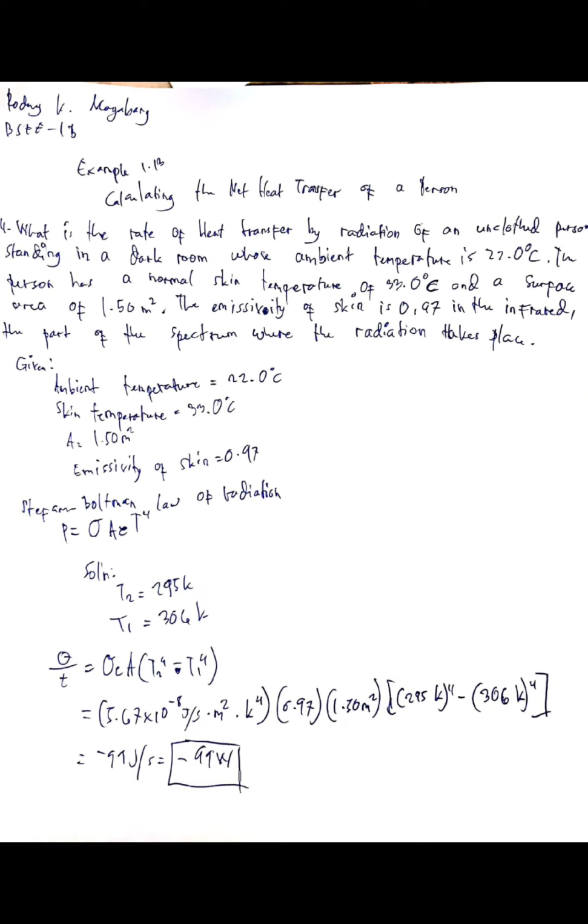Solution: T2 = 295 K, T1 = 306 K. Q/t = σeA(T2⁴ − T1⁴). σ is equal to 5.67 × 10⁻⁸ J/s·m²·K⁴, times 0.97 times 1.50 m² times ((295 K)⁴ − (306 K)⁴). So the answer is negative 99 joules per second, which is equal to negative 99 watts.